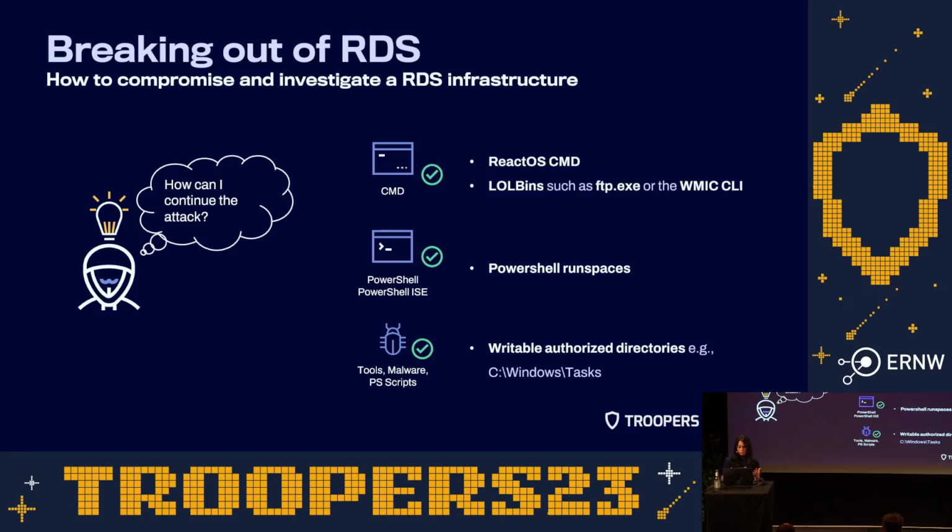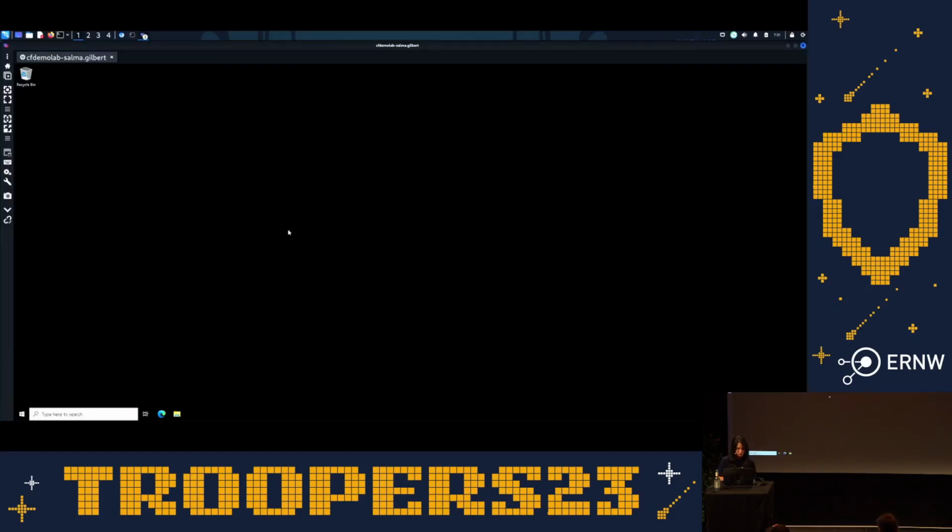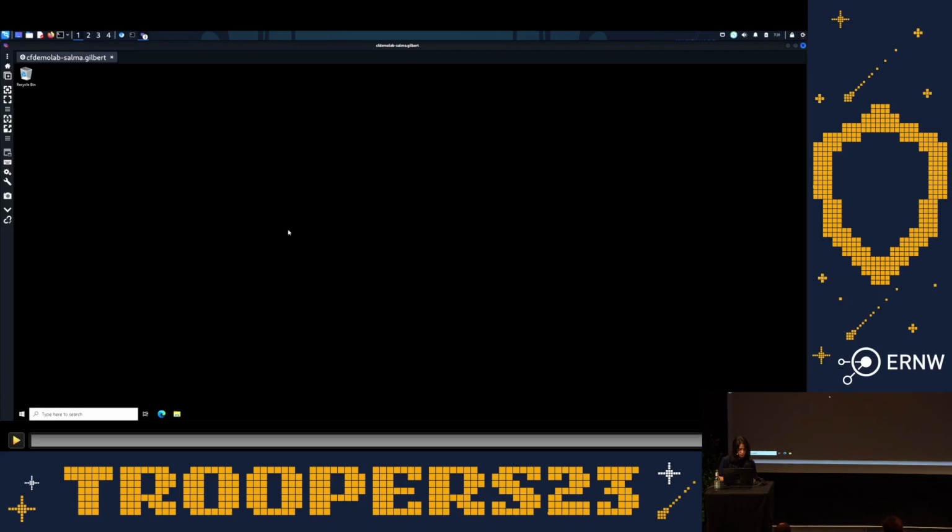Then we also have PowerShell runspace that can be used to execute the PowerShell commands directly. And for the execution of the tools, the attacker needs to find writable authorized directories, which, for instance, one of the examples could be the C:\Windows\Tasks directory. So now let's watch the second demo. Removing this, and here we go.